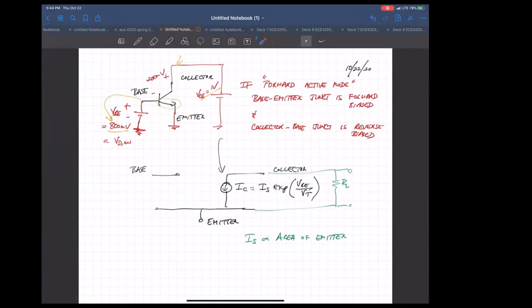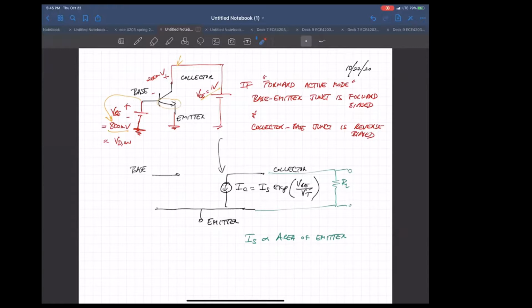And that is dependent on the area of the emitter. So that means if you put two bipolar transistors in parallel, you'll get 2 times I sub S. You can just pretend it's one bipolar transistor, but with twice the I sub S if you connect it completely in parallel. So that's where we were.